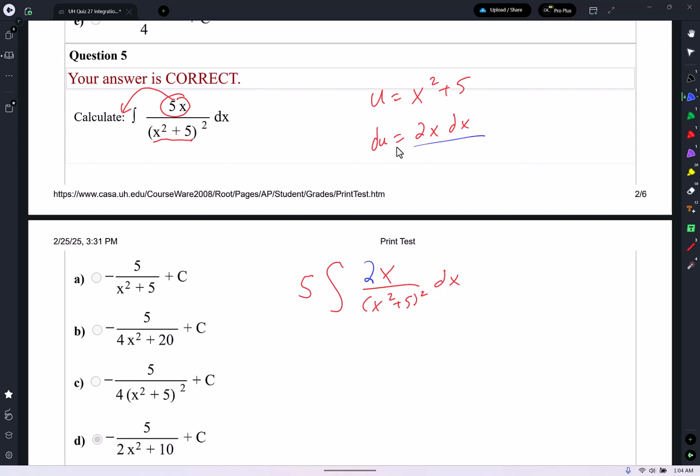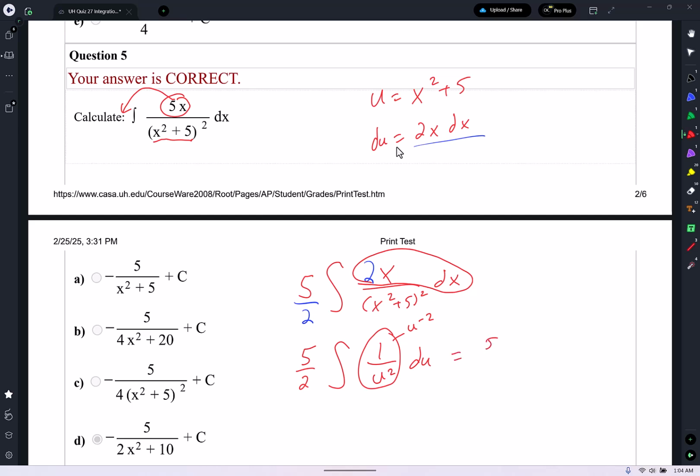So I'm going to put a 2 there. If I put a 2 there, I put a 2 in the bottom to balance it out. And I think we're good now. So 5/2 integral 2x dx is your du, but put it on the side there. 1 over u squared du. So remember, this is just u to the negative 2.